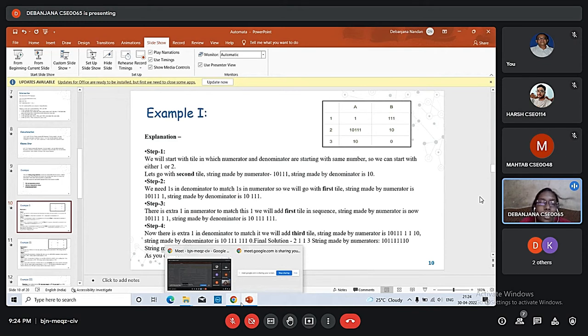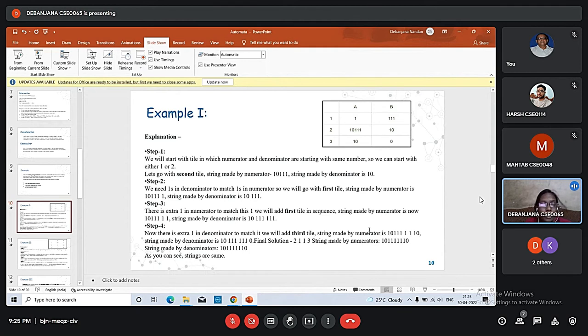In the third step, there is an extra 1 in the numerator. To match this 1, we add the first type in sequence, and the string made by the numerator is now 10111111, and the string made by the denominator is 10111 and 111. In step 4, there is an extra 1 in the denominator. To match it, we will add the third type. The string made by the numerator is 10111111 and 10, and the string made by the denominator is 10111111 and 0.